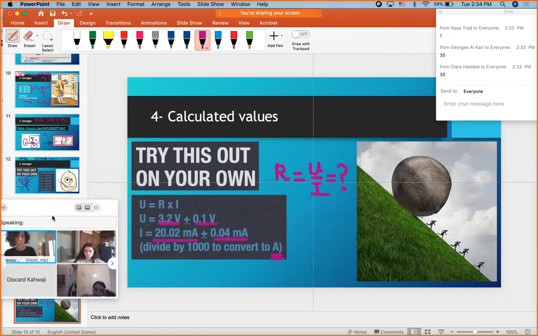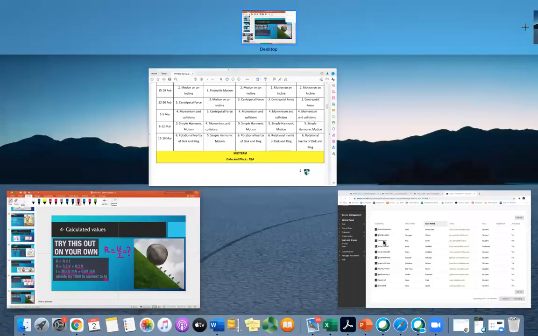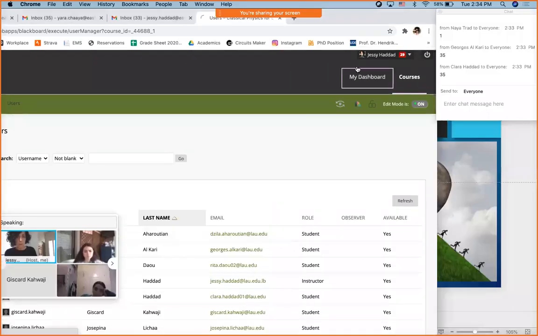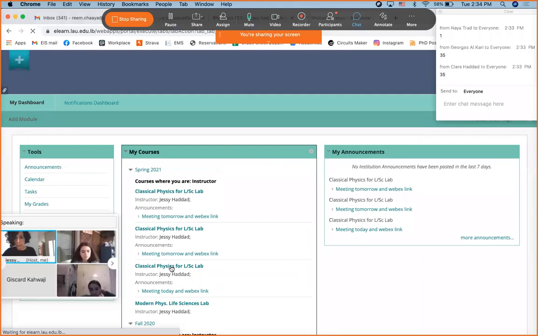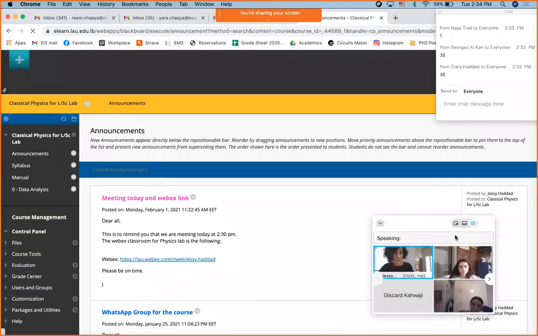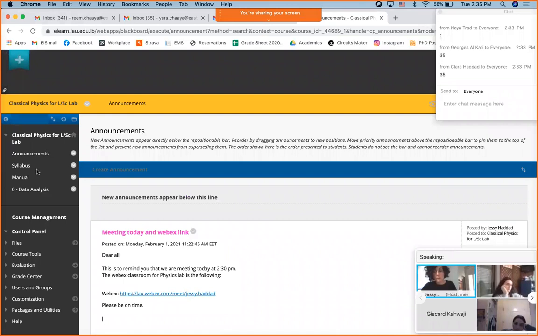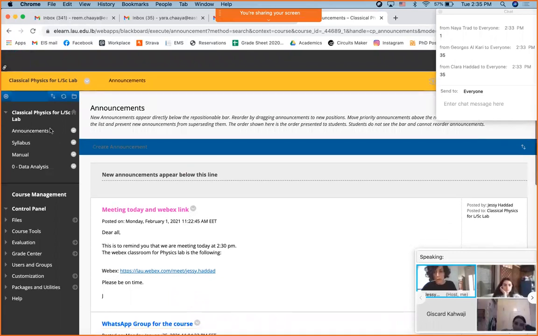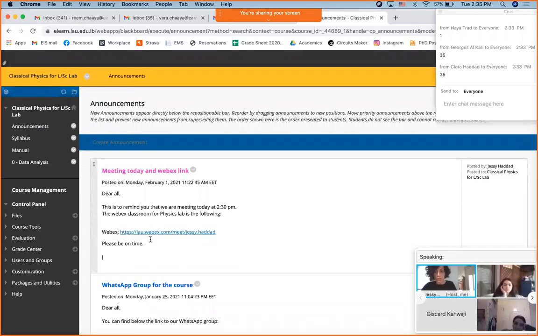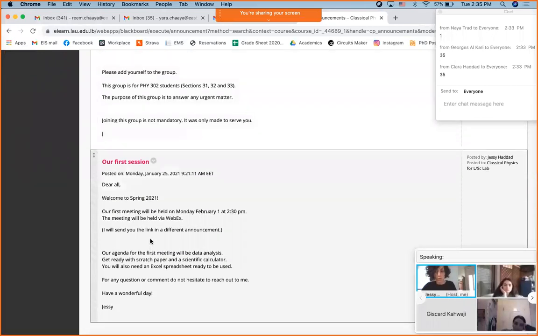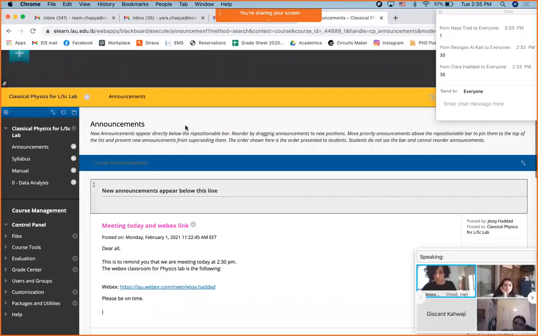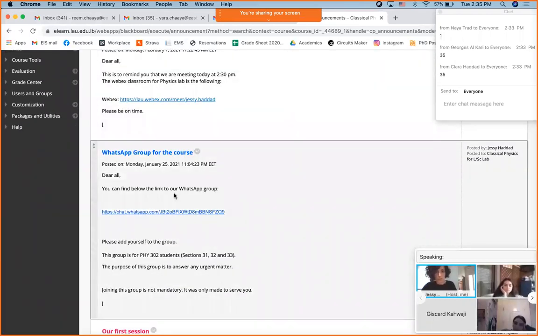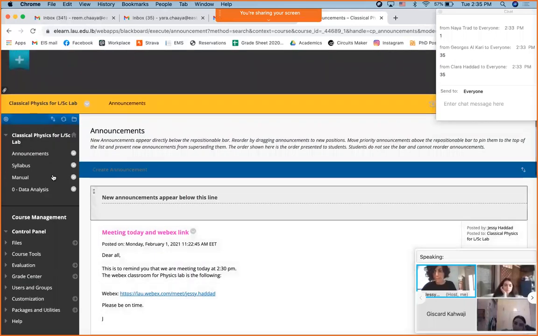Before you go, probably I can show you how your Blackboard is going to look. This is not your section, but if I show you another section, probably you can see. You will have announcements, syllabus, manual, and data analysis. The announcements are going to stay here forever. So if you click announcements, you will have the chance to go through all the announcements throughout the semester, because sometimes you need to go back to the link or anything you want, okay? By the way, make sure you add yourself to the chat, because sometimes it's helpful for you and for me.